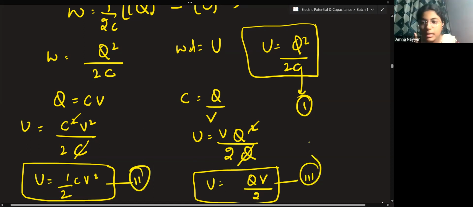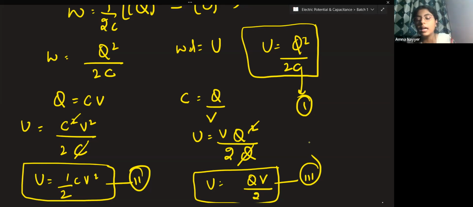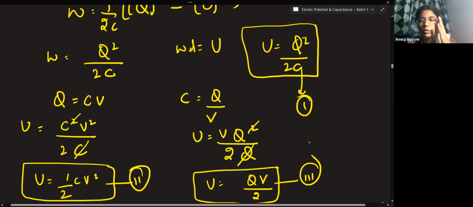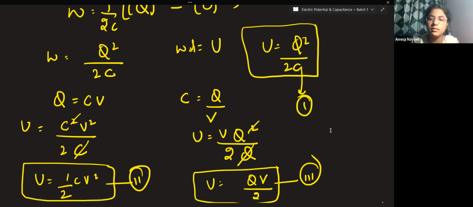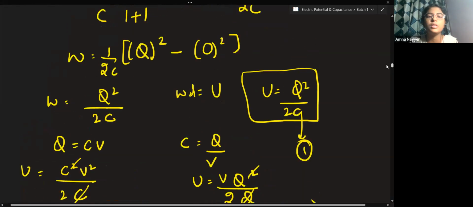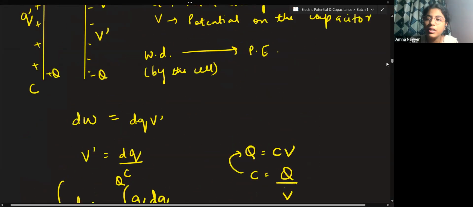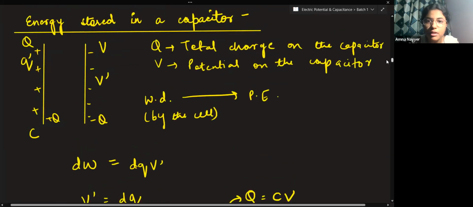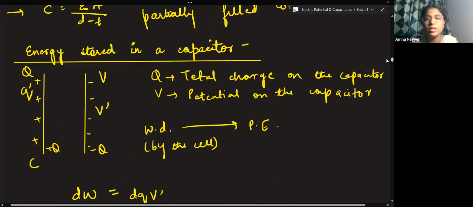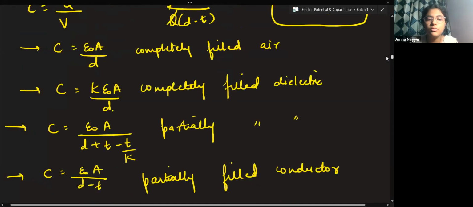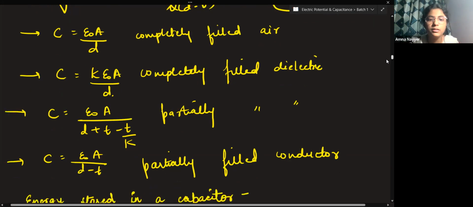Now the numerical was left. Remember, on the four capacitance formulas that we discussed in yesterday's class, we didn't do any numerical. We had to do the numericals, so we'll do the numericals right now. But before that, just note down this energy portion, the energy of the capacitor. Wherever you have doubts, you can unmute yourself and ask me, or text me in the chat box. On the basis of these four formulae, we will be doing a question right now. But before that, note down this energy portion.